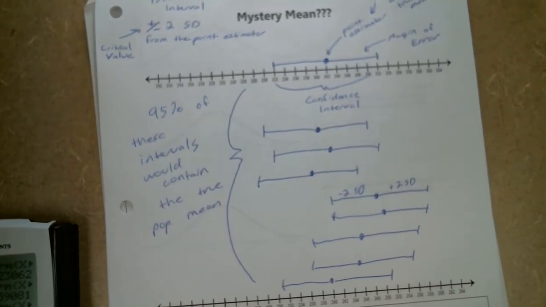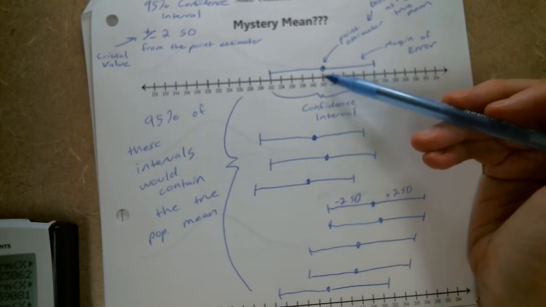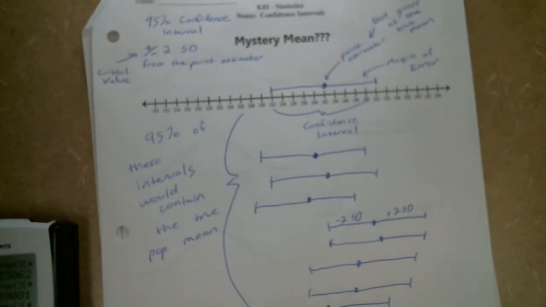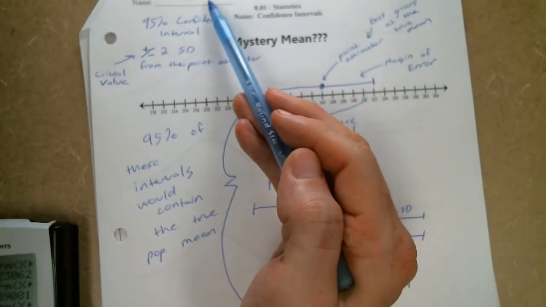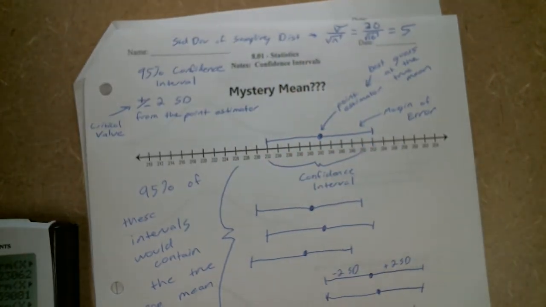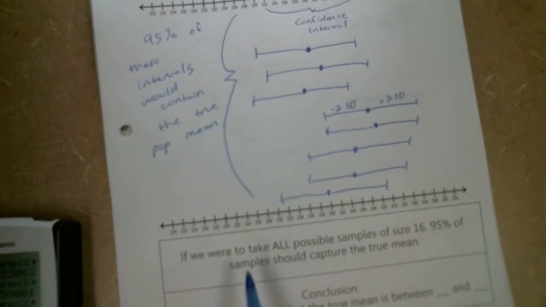All right, so again, we don't know what it is. We have no idea what the population mean is. That's what we're trying to find out. So we start by taking a sample, we get our estimate, then based on our confidence level, we go a certain number of standard deviations above or below. The standard deviation is based on our sampling distribution, and that allows us to create this interval. And again, this is just saying, if we were to take all possible samples of size 16, 95% of them would capture the true mean.